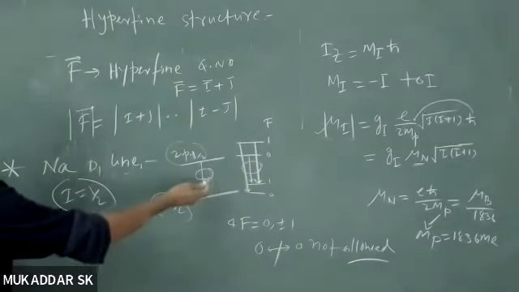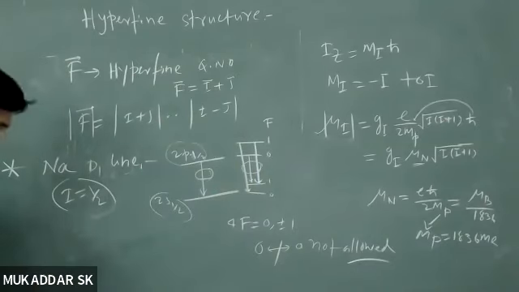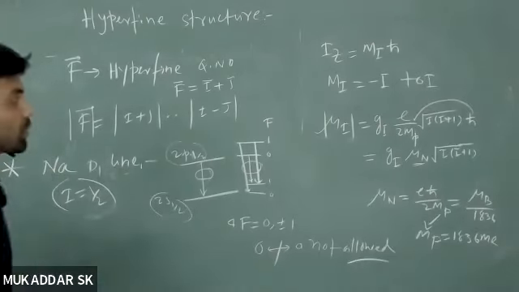So before interaction you have only 1 line. Due to hyperfine structure you got 3 lines. So this is the part of hyperfine. Very simple physics: just I and J interaction. That's it. Is this part clear to all?